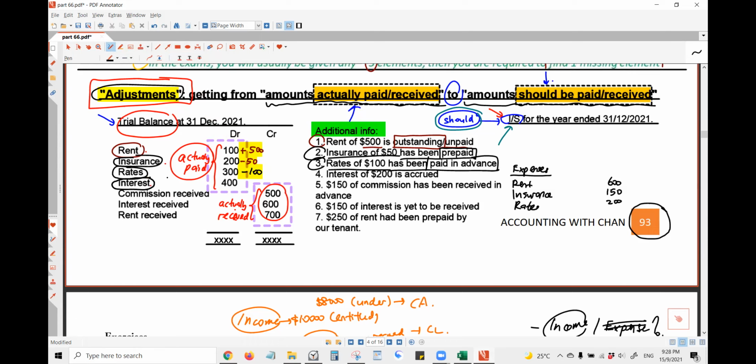Interest is an expense. Amount you have actually paid is 400. And then additional info number 4 says interest 200 is accrued. Accrued means the same as outstanding, which means the same as unpaid. Okay, anybody can tell me, should I plus or minus this 200 to the 400? Should I plus or minus the 200 to get the should amount? Okay, I wait for your answer.